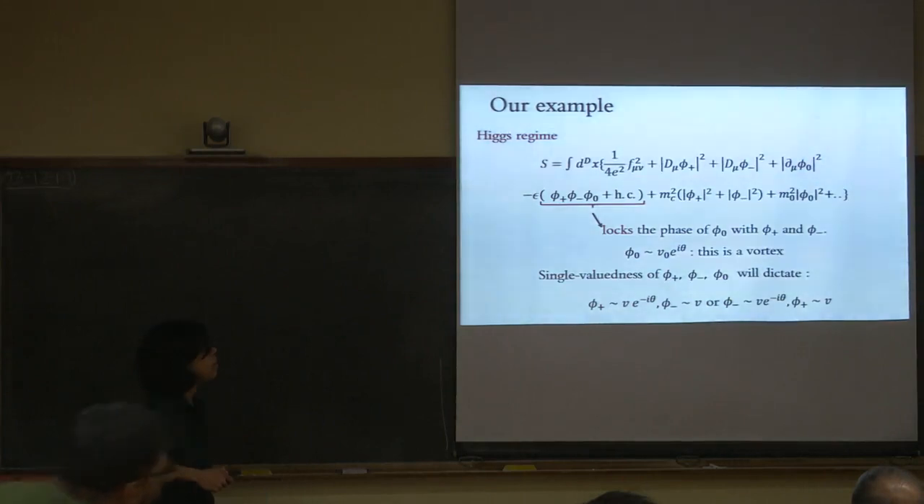As a result, what is going to happen is that either phi plus is going to wind as e to the minus i theta, and phi minus is not going to wind, or the other way. And this is again simply because you want single-valuedness for the wave functions. So it cannot be that parts of the winding is carried by one field and another part is being carried by another. Everything has to be carried by either phi plus or phi minus.